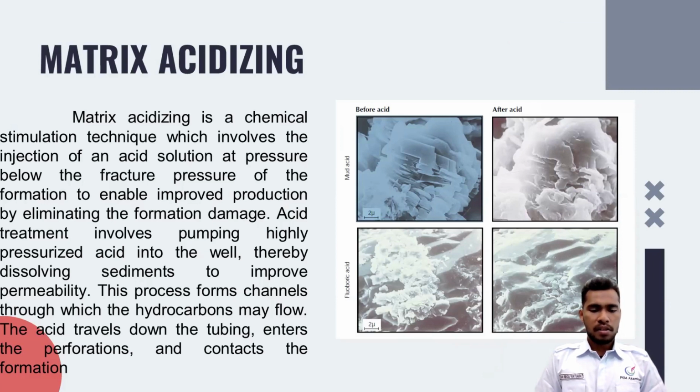Acid treatment involves pumping highly pressurized acid into the well, thereby dissolving sediments to improve permeability. This process forms channels through which the hydrocarbon may flow. The acid travels down the tubing, enters the perforation, and contacts the formation.